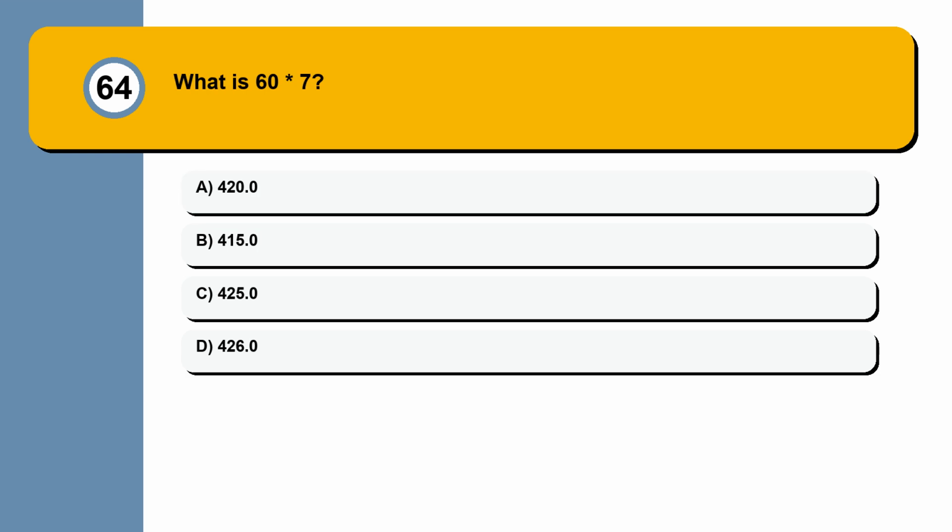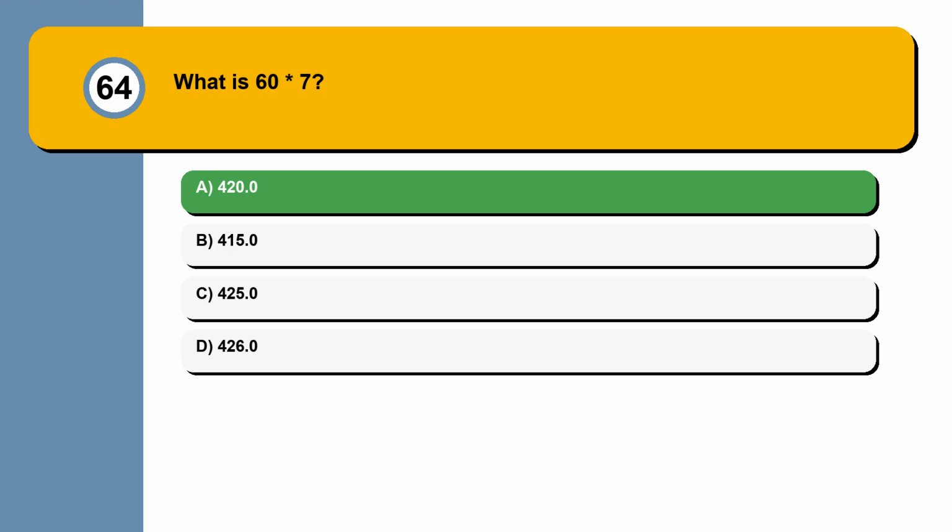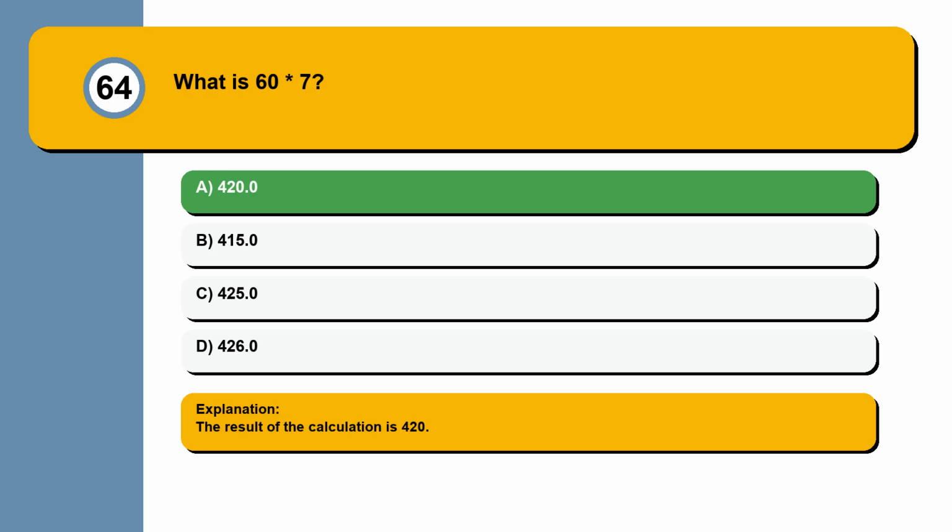Question 64. What is 60*7? 420.0, 415.0, 425.0, 426.0. The result of the calculation is 420.